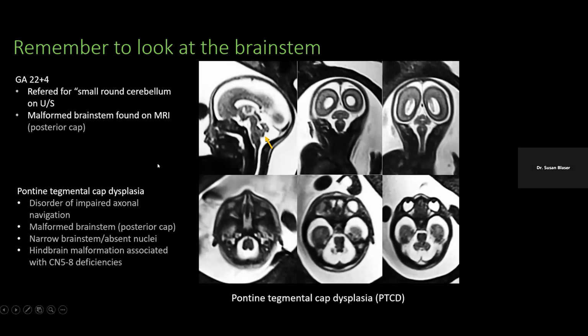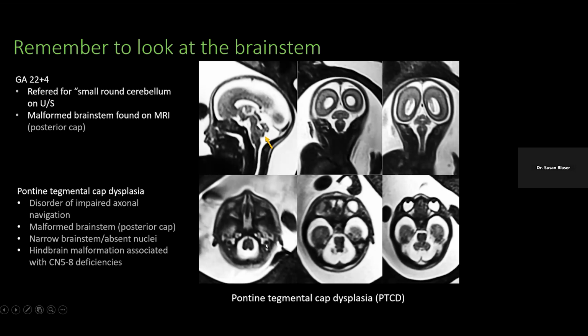Now, take a look at the brainstem as well. So we should always be looking at the brainstem. This particular one fetus was sent to us for an ultrasound showing a small round cerebellum. What we found was a brainstem cap, so a posterior cap, so we know right away that that's going to be pontine tegmental cap dysplasia, which is a disorder of impaired axonal navigation. They happen to have narrow brainstems and cerebellum, and they're missing nuclei. That's why their brainstem is so narrow. And they have hindbrain malformations that are associated with cranial nerve 5 through 8 deficiencies. So not only are they going to be deaf, but they're actually going to have some areas of facial numbness, and they often end up with self-induced injuries.